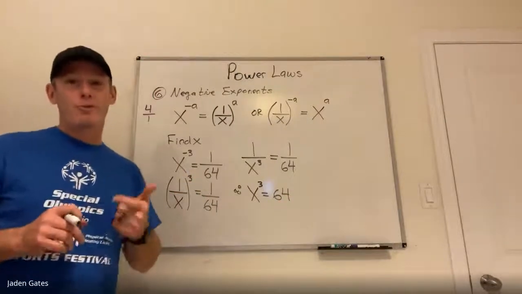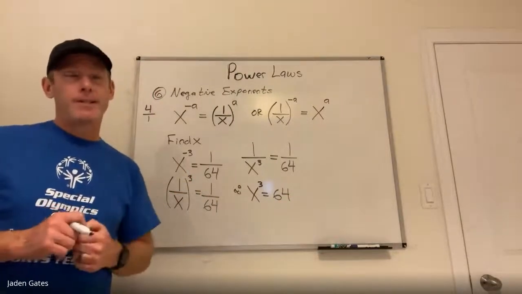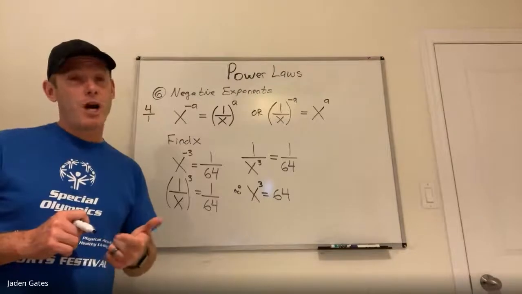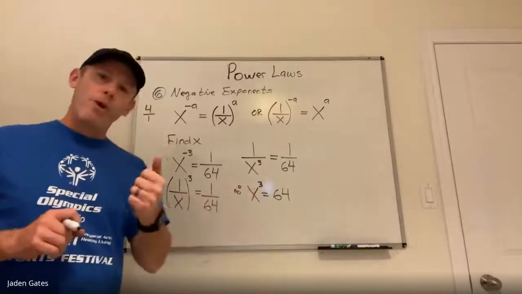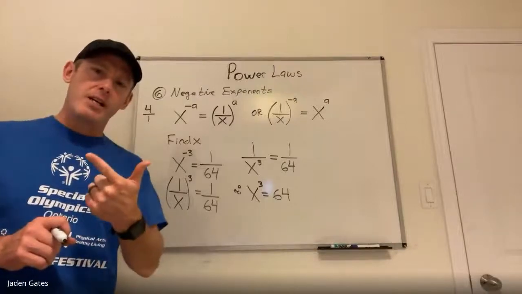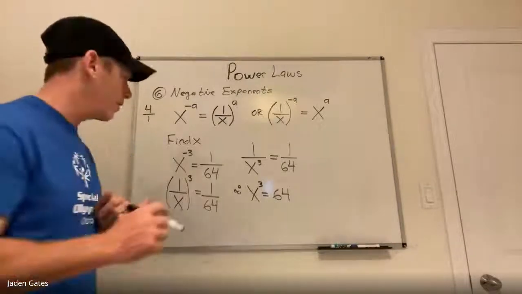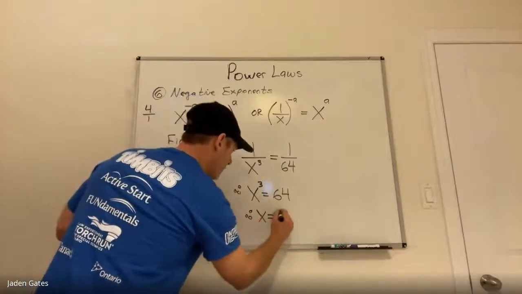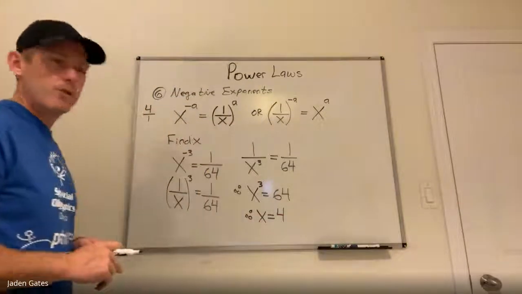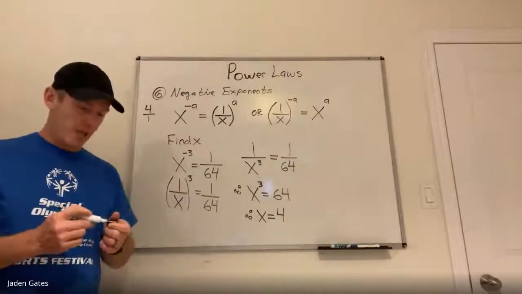Try 2, 2 times 2 times 2, that's an 8. 3, 3 times 3 is 9, times 3 is 27, not good enough. 4, 4 times 4 is 16, times 4 is 64. And so therefore, my x value is equal to 4. And there we go, that's how we solve for x.